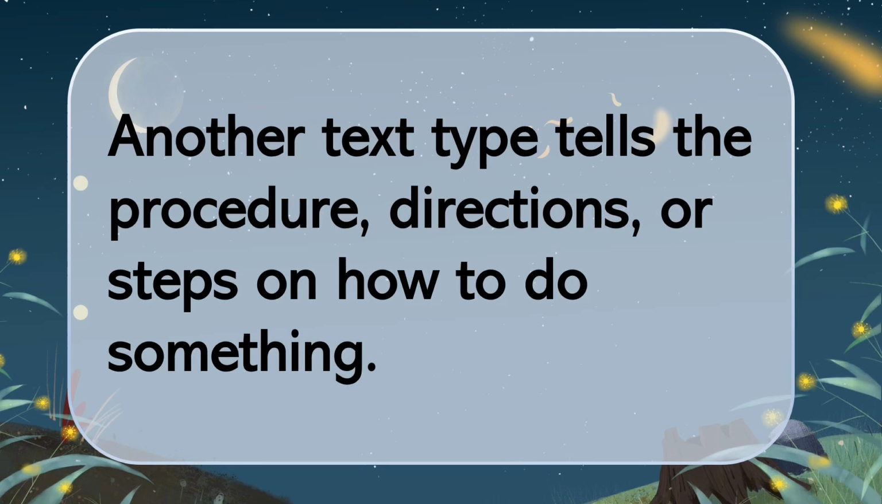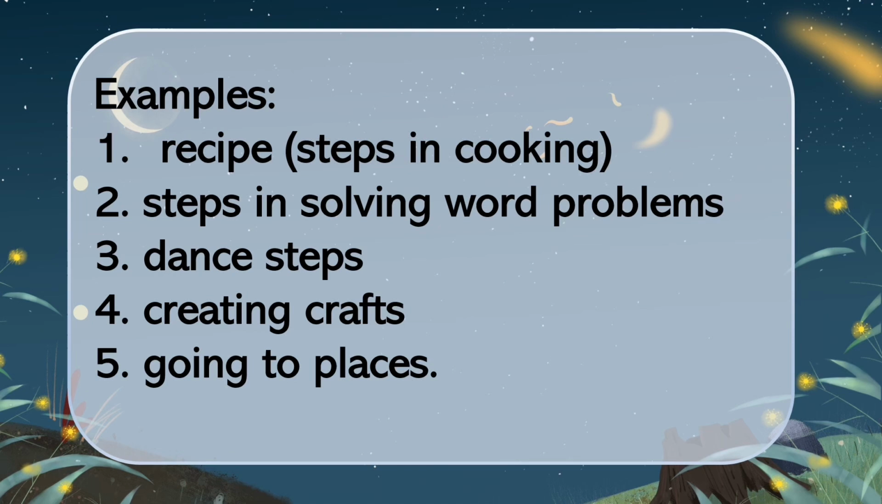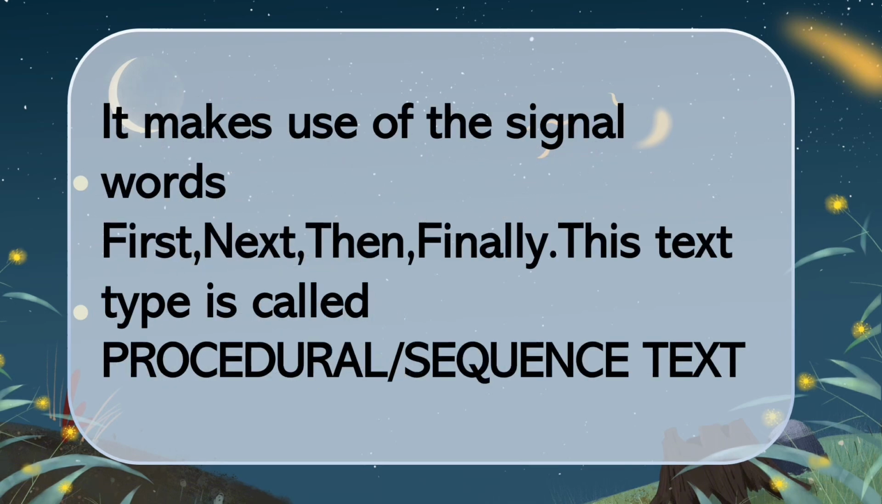Another text type tells the procedure, directions, or steps on how to do something. Here are the following examples. Like number 1, recipe, steps in cooking. Number 2, steps in solving word problems. Number 3, dance steps. Number 4, creating crafts. And number 5, going to places. It also makes use of signal words like first, next, then, finally. This text is called procedural or sequence text.